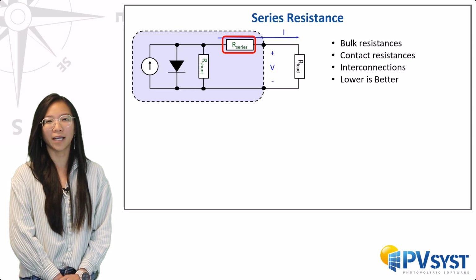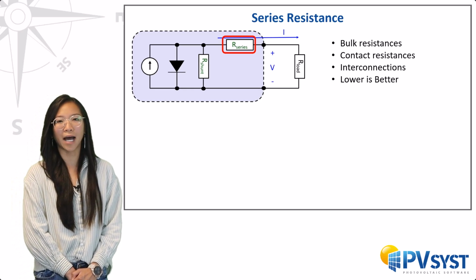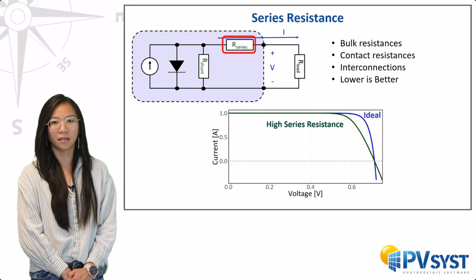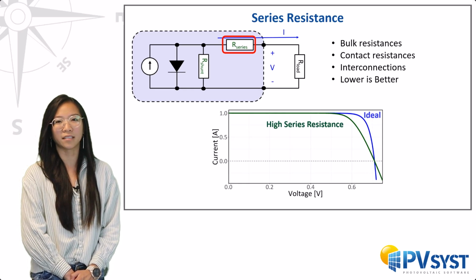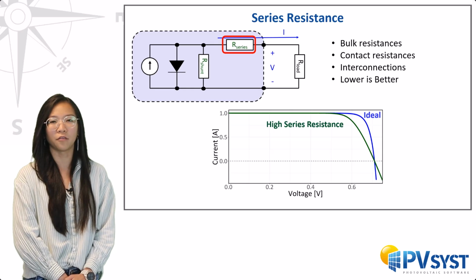You can see the effect of high series resistance on the IV curve in this plot. Series resistance affects the slope of the curve in the region of the open circuit voltage.